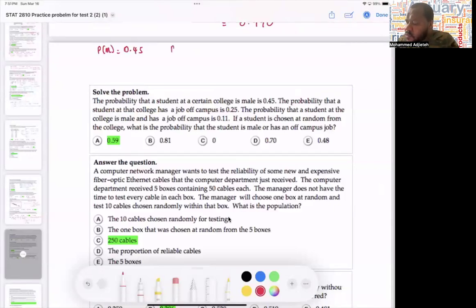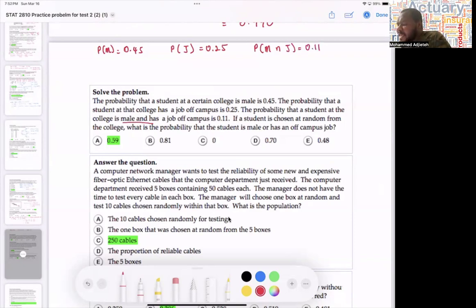So we know probability of what? Job off campus. So let's do J to represent job off campus. That is 0.25. The probability that a student at the college is a male and has a job off campus is 0.11.